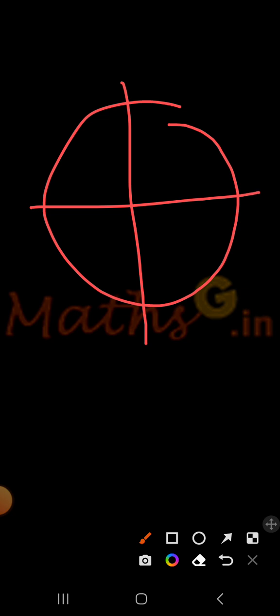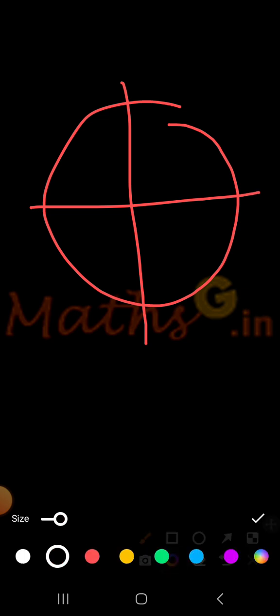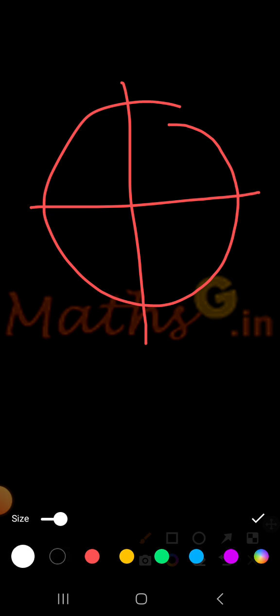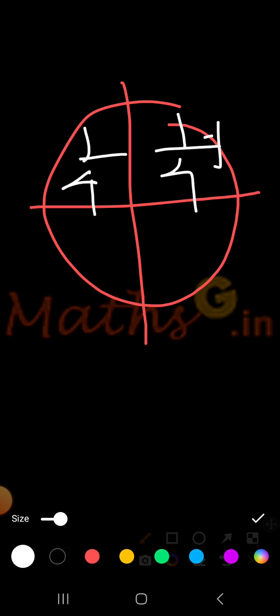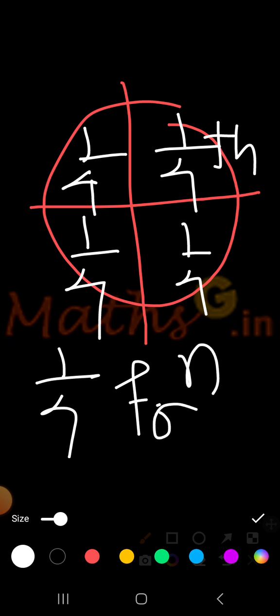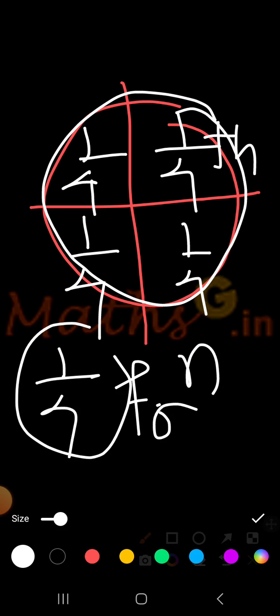Similarly, let me give one more example quickly. Let's say the same cake, and we are dividing it into 4 equal parts. In that case, this is the first part, 1/4. This is the 1/4, this is the 1/4, and this is the 1/4. So 1 by 4 is a fraction because it is a part of the whole cake.